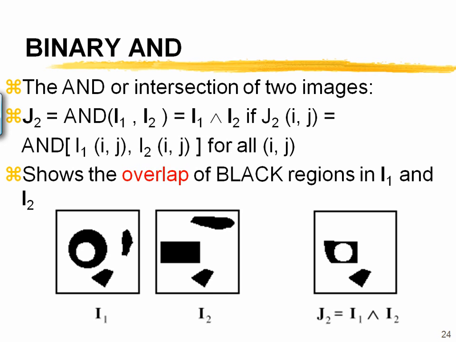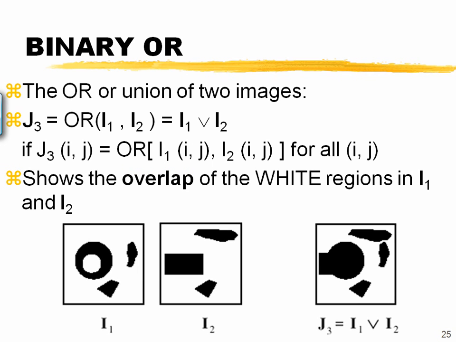Okay? Now if I took an OR operation, right, I would get an overlap of the black regions that are present in the two images, and I would get a resultant image which looks like that. Okay.